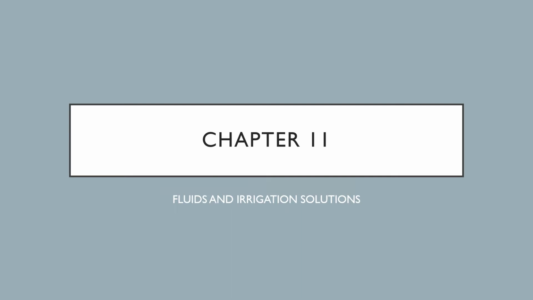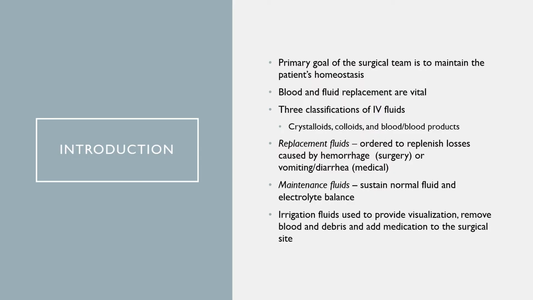Today we are going to cover Chapter 11, which is over our fluids and irrigation solutions. Alright, so just a little introduction. The primary goal of the surgical team is to maintain the patient's homeostasis. Blood and fluid replacement are vital to this. There are three classifications of IV fluids. Those are crystalloids, colloids, and blood products. We will go over each of these individually in a little bit.